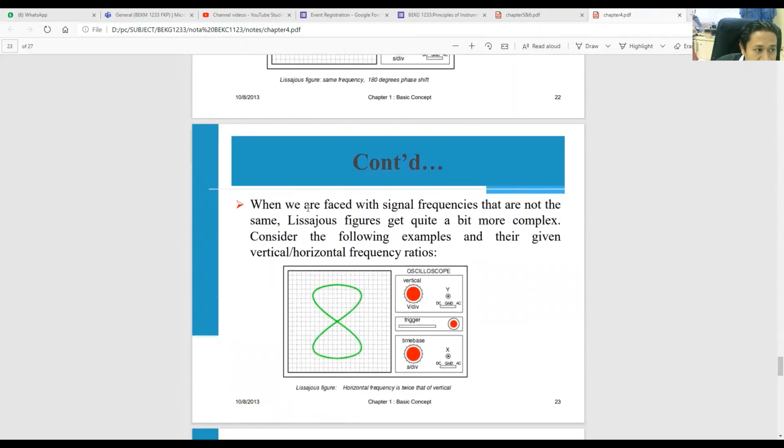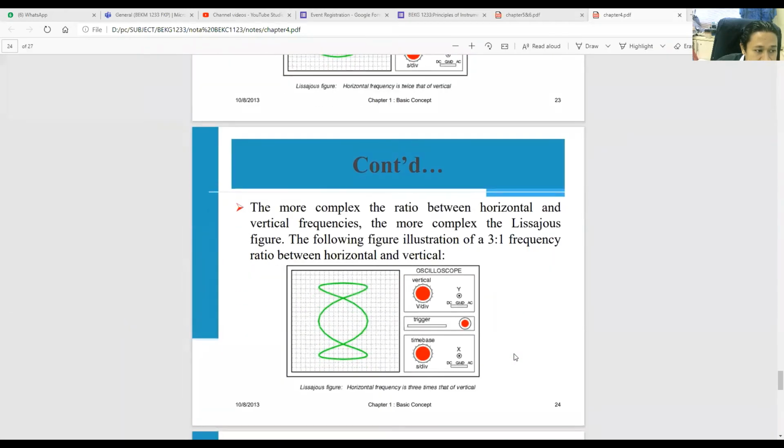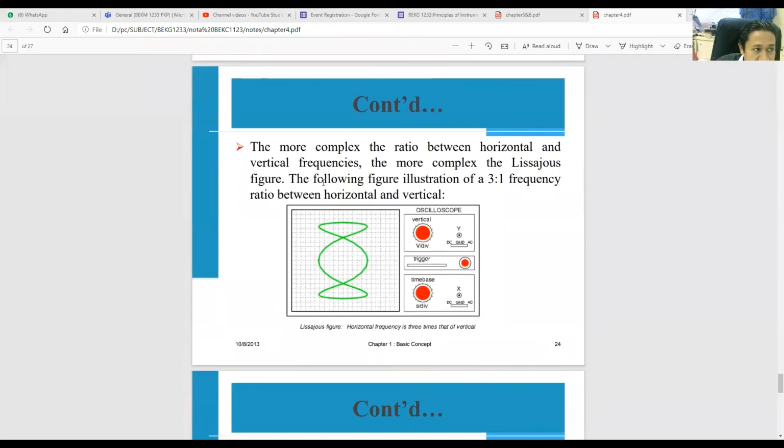When we are faced with signal frequencies that are not the same, the Lissajous figure gets quite a bit more complex. Consider the following example, given the vertical and horizontal ratio. You can see on the Lissajous figure that the horizontal frequency is twice the vertical. And the more complex the ratio between the horizontal and vertical frequency, the more complex the Lissajous figure. So you can see we have another shape.